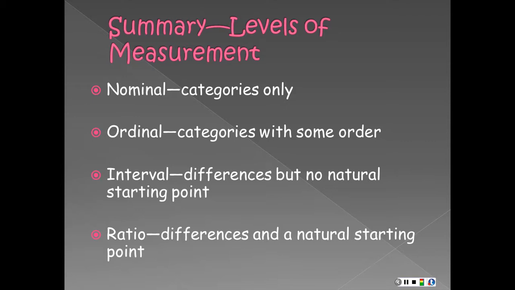So here's the quick summary. So nominal is just categories only. Ordinal is categories with some order, so you can arrange them low to high, and that makes sense to do. Interval is the ones that it doesn't start out at 0. You can think about it as having negatives, and ratios do start out at 0, so you can think about those. You cannot have any negatives.